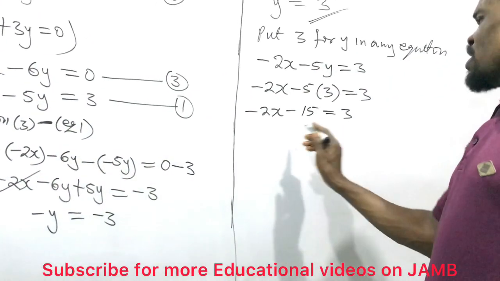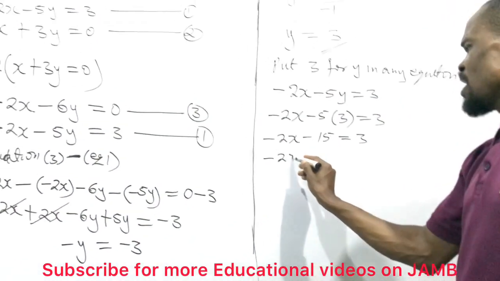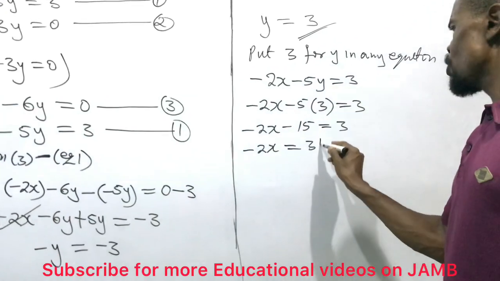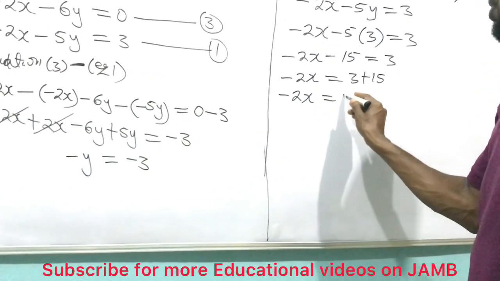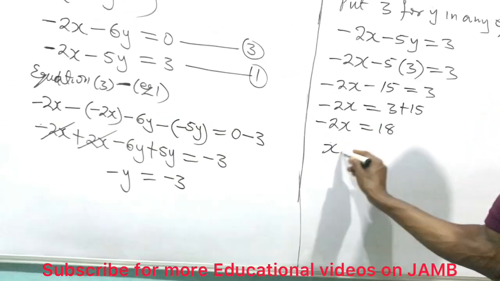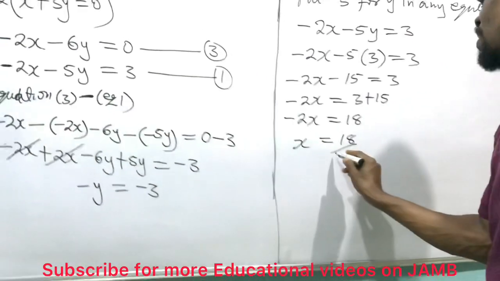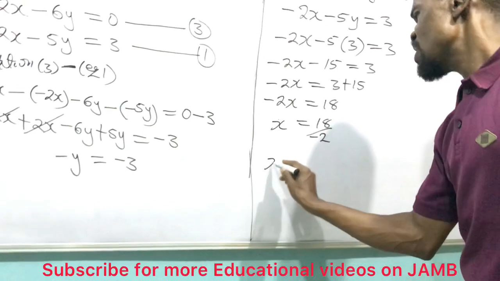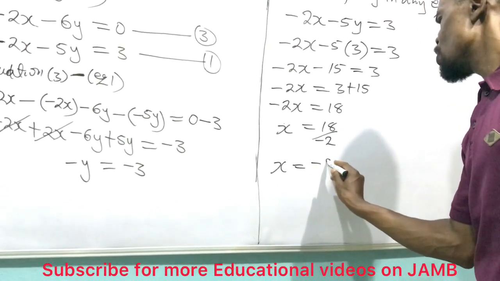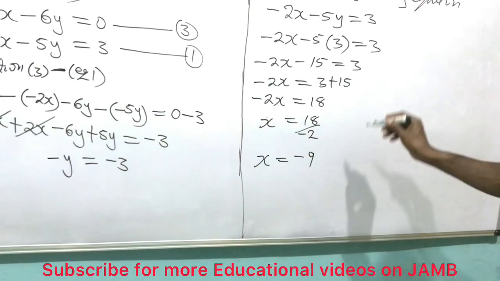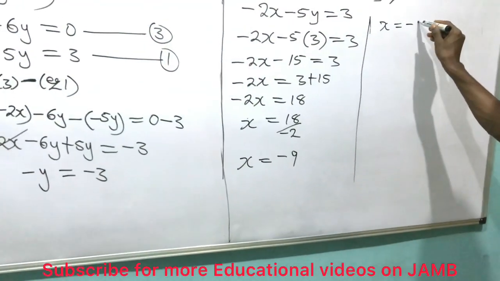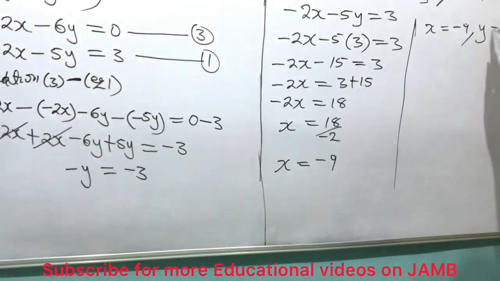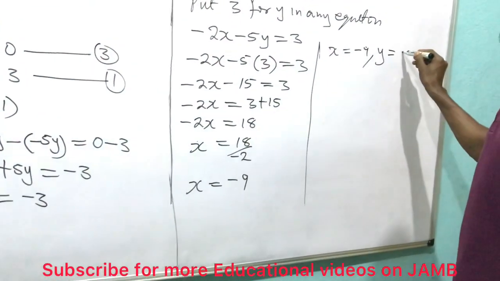Then this going over there, I will have minus 2x equals 3 plus 15. I will have minus 2x equals 18. I will have x equals 18 divided by minus 2, so x equals minus 9. Therefore, my x is equal to minus 9, and my y is equal to 3. That's what we'll have there.